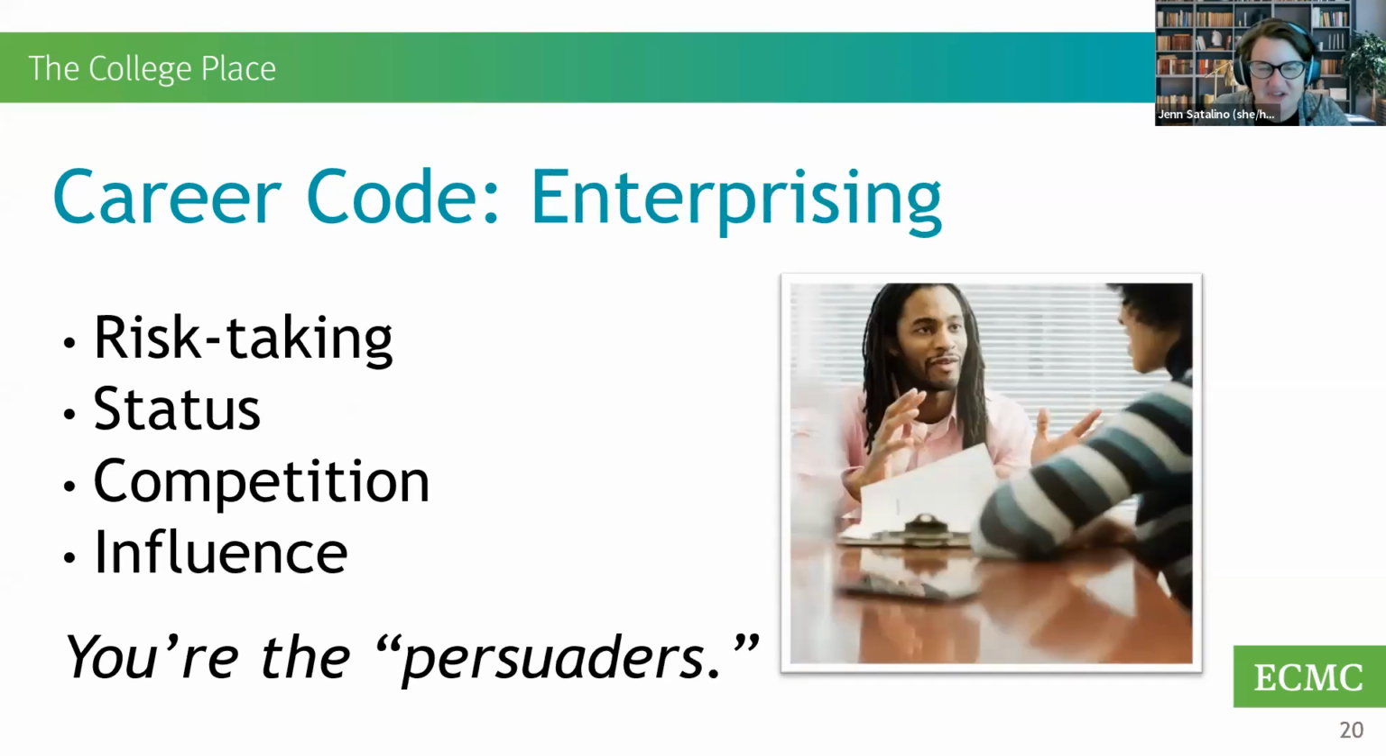The next RIASEC code is E, enterprising. Enterprising people like to work with both people and data. You are good talkers. You value maintaining a good reputation. You're most likely ambitious, extroverted, confident, adventurous. You're responsible, and you get things done. You are the persuaders among us.